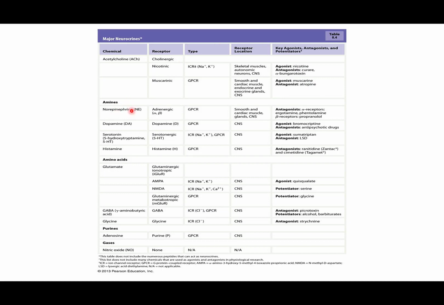Then the amines, norepinephrine, its receptors are adrenergic alpha and beta, and that's really the big one, but recognize that dopamine, histamine, serotonin also fall into the amines. Then the amino acids, the ones that I want you to know are GABA and glutamate. So glutamate being excitatory in the central nervous system, GABA being inhibitory.